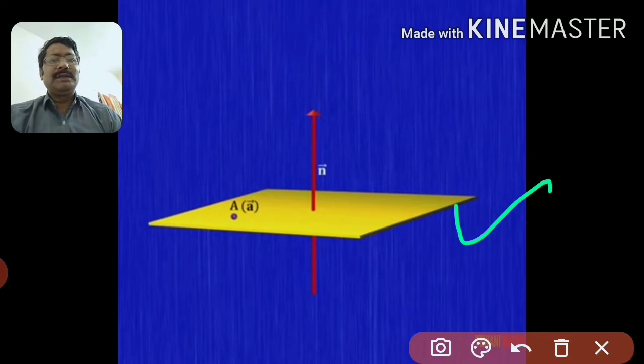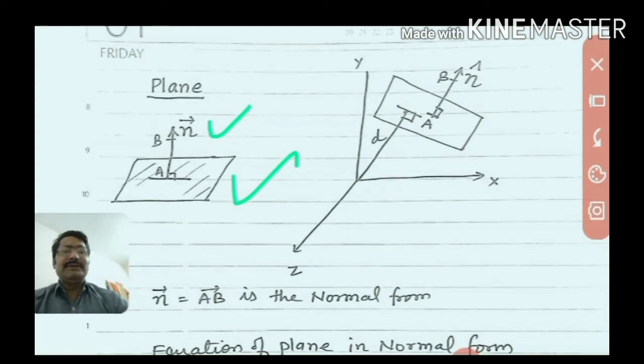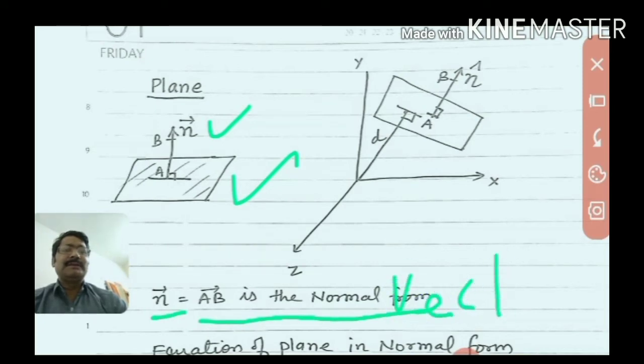So for the plane, when we have to find the equation of the plane, that time this normal will be very important. Look here, we start this topic, plane. Here a plane surface is given to you, and with this plane a normal vector n is given to you. So I explain here also that the n vector is the AB vector, and this is a normal vector.